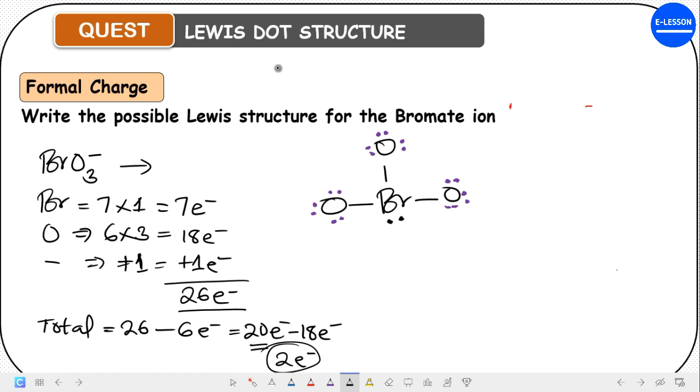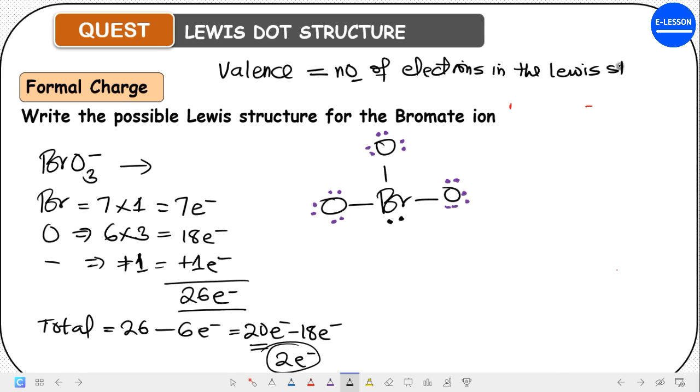Now, the question is, how many valence electrons does bromine have? 7. And you know that to get 0 in the middle, the valence electron must be equal to the number of electrons in the Lewis structure, that the central atom brought to the table. Because if they are equal, what we did initially was to subtract. So if they are equal, it will be 7 minus 7, which is what? 0.